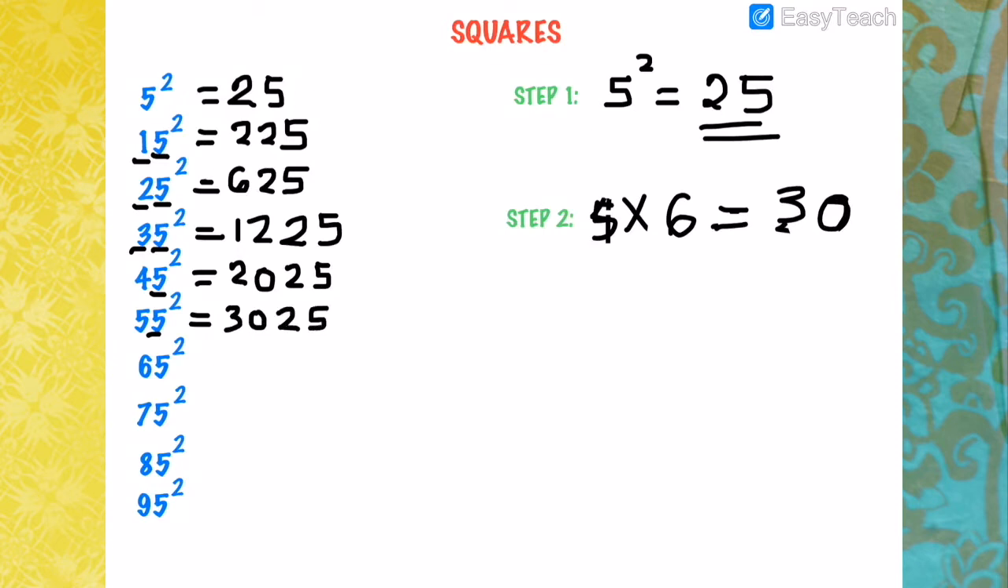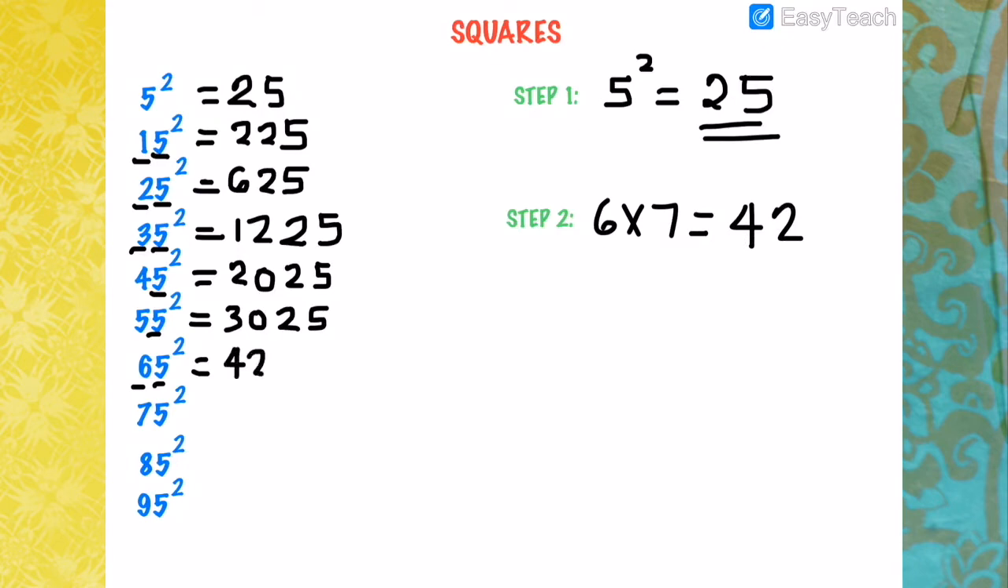Now let's continue. What would be 65 squared? Again, square the first number, which is 5. 5 squared would be 25. And then the second number, which is 6, we multiply it with the number next to it. 6 times 7 is 42. Therefore, 65 squared would be 4225.